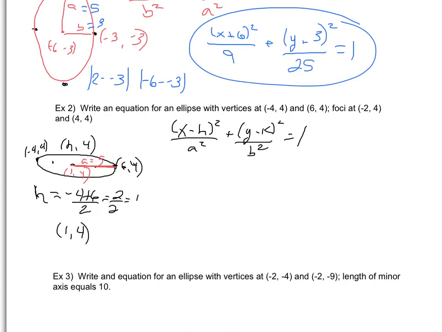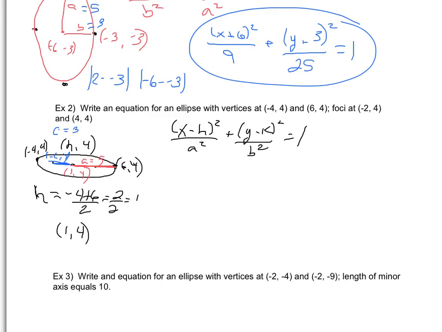And now I have to find b. I'm not given enough information to just pull b out of this diagram. However, I am given some information about my foci, and I know that c is the distance from the center to my focus. So I can say, what is this distance here? Well, remember, this is at -2, 4. So my distance from 1 back to -2 is going to be my c value. So my c value is a distance of 3.